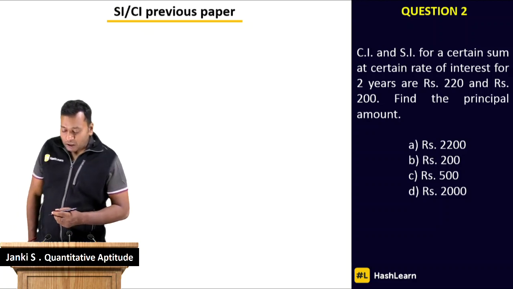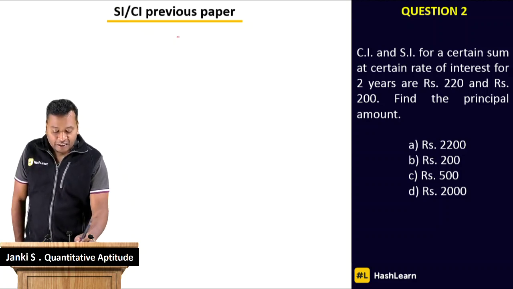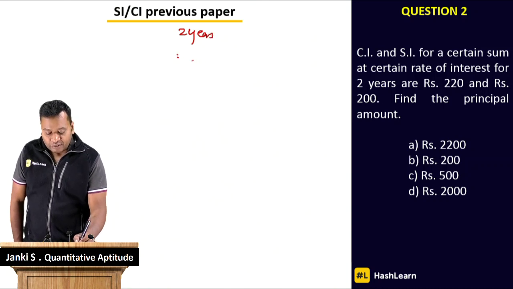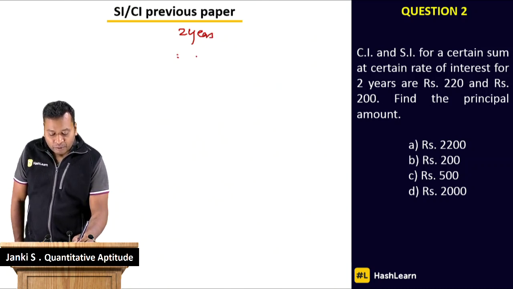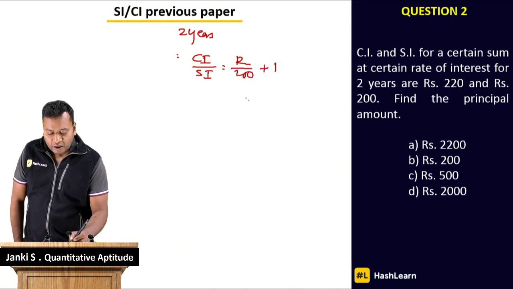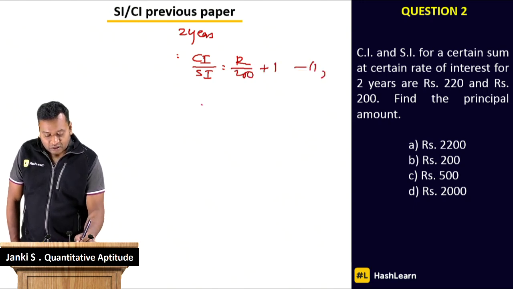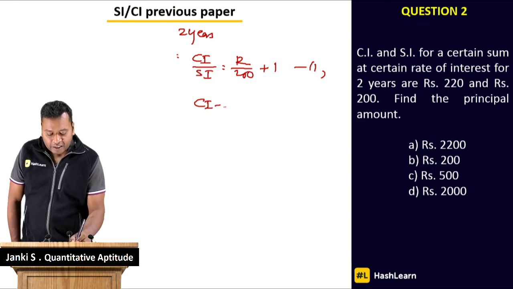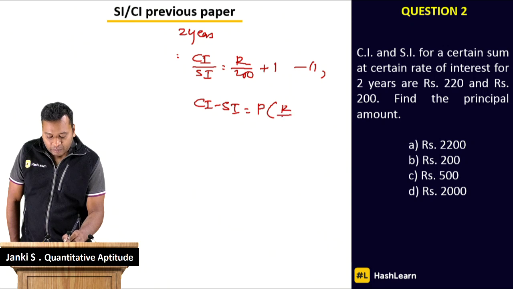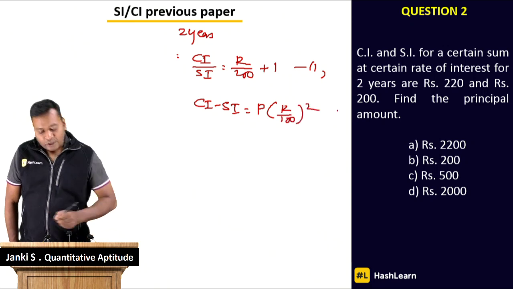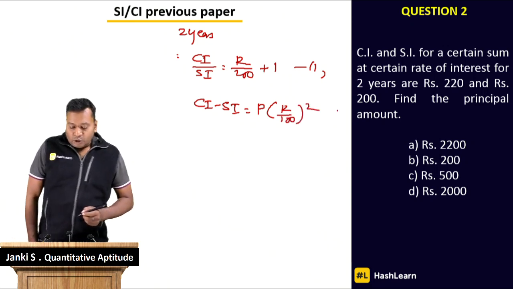But अगर formulas भी use करना है, identify the time given is about 2 years. So in 2 years, I have the two formulas available. My formulas are nothing but the ratio between compound interest and simple interest is nothing but R by 200 plus 1. That's the first formula. And the second one is the difference between compound interest and simple interest is nothing but P into R by 100 whole square. Alright. So let's find out.